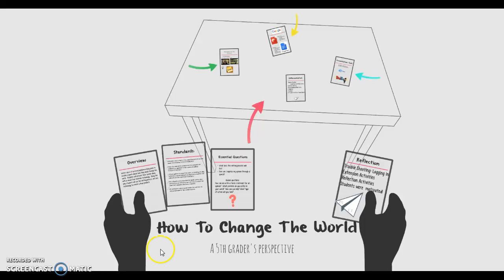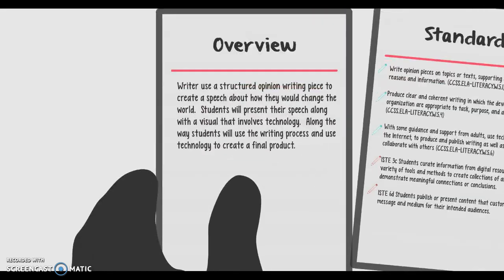This project is based on a 5th grader's perspective on how to change the world. Basically, throughout this project, a 5th grader is writing a speech, an opinionated speech, on how to change the world. They get to choose a topic, and they go through the writing process. In the end, they create a visual using technology.